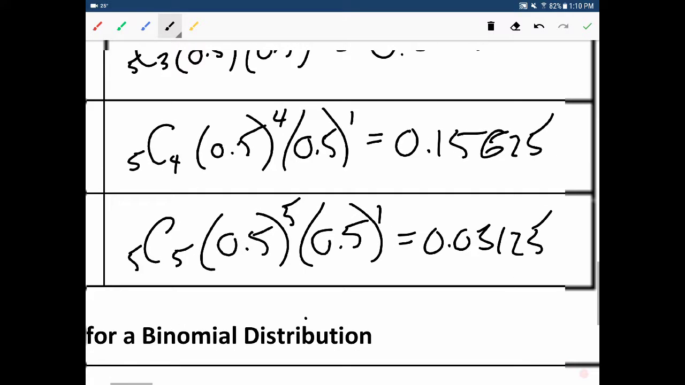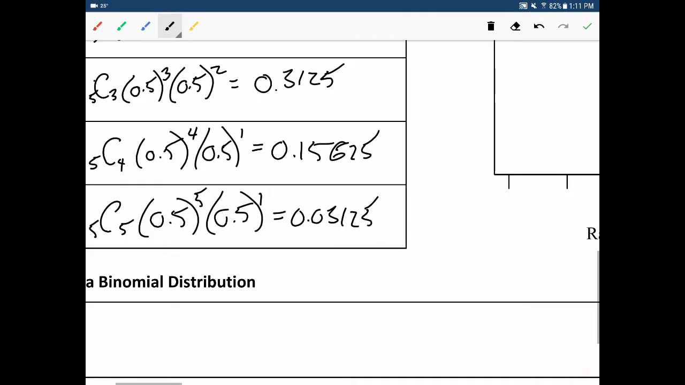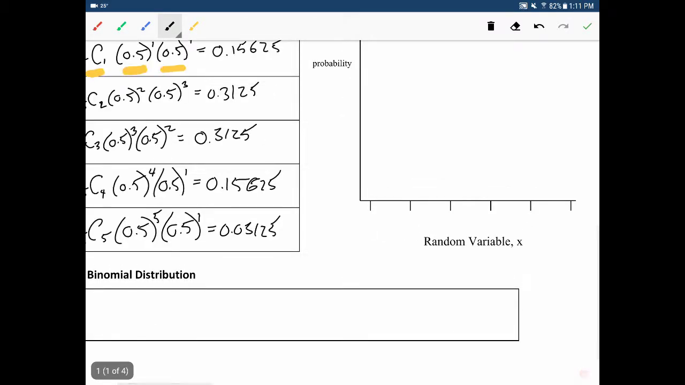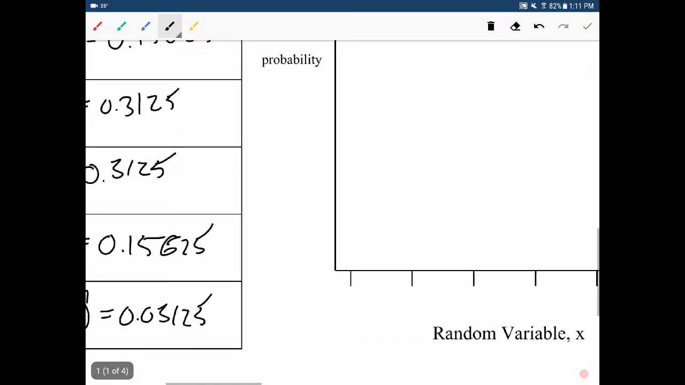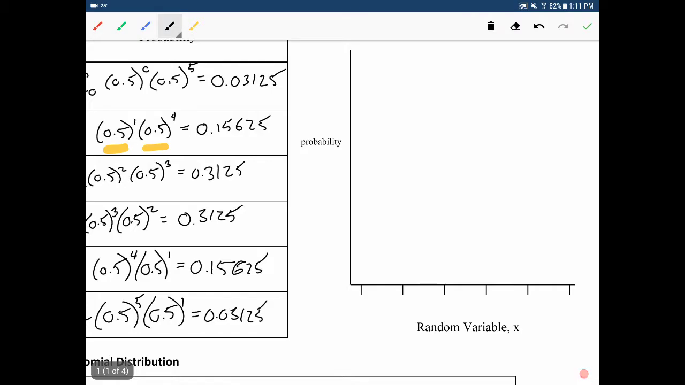And then finally, we have 5 choose 5, 0.5 to the power of 5, 0.5 to the power of 0, and that is equal to 0.03125. Okay? So if we were to graph this, which we are going to graph, and remember, as I said in the previous day's video, I won't actually ever make you graph this on a test. It's just more so you can see how this looks.